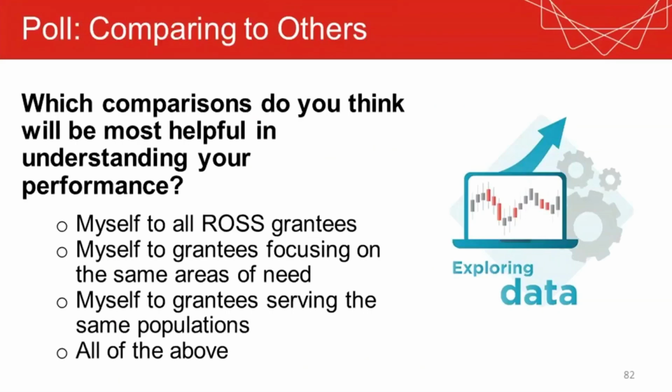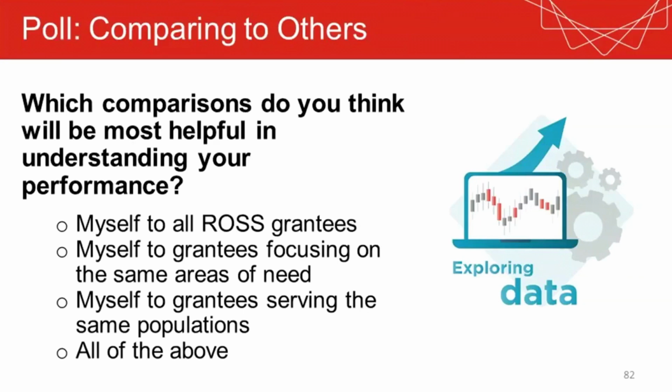And ask what you think will be most useful in understanding your performance. What kind of comparisons are you most likely to use? Are you interested in comparing yourself to all Ross grantees, to grantees focusing on the same area of need, maybe to grantees just serving the same populations, or maybe all of the above? Maybe there's something that would be helpful to you in each of those sections. Certainly not a right or a wrong answer to any of this. We're just curious about how you think you might go about putting your own performance in context. We'll keep this open for just a minute, and we'll share the overall results anonymously. Lauren, we can close this in about 30 seconds, I think.